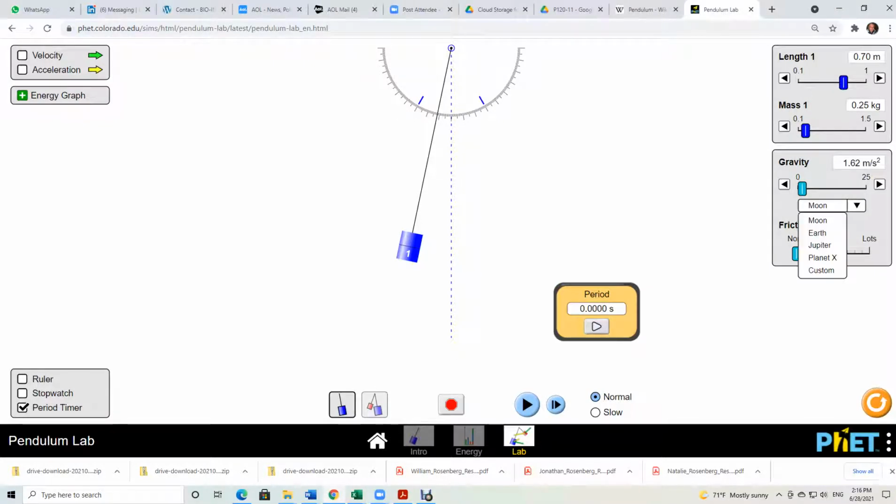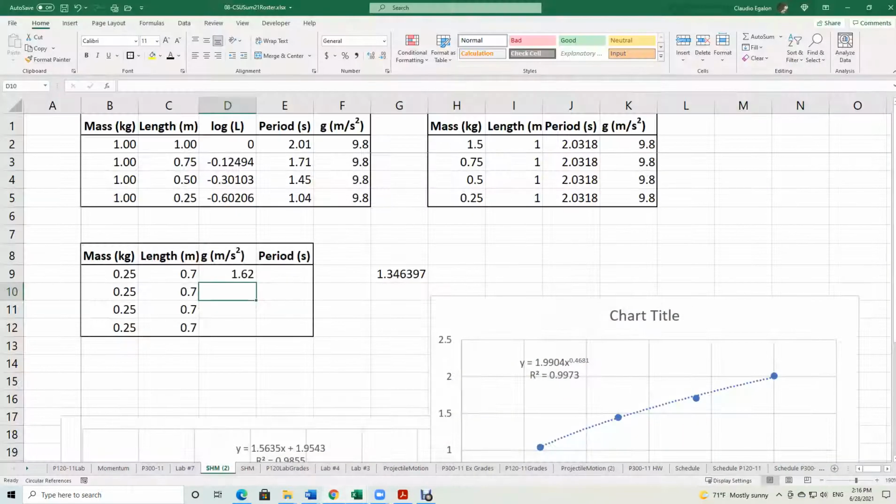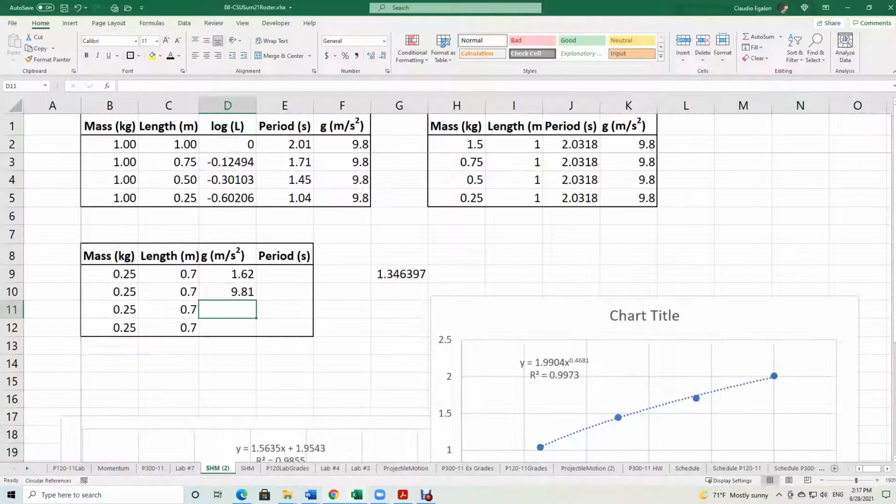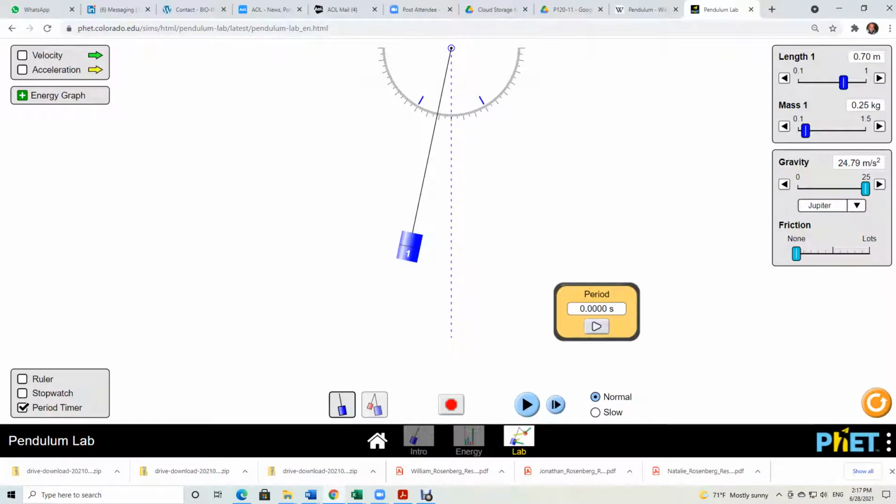We can also use the acceleration of gravity on the Earth, right? 9.81. Let's write it down. 9.81. Which other one do we have? Which other option do you have? On planet Jupiter, 24.79. And we can have a custom acceleration of gravity. Custom acceleration of gravity means we can use whatever we want.